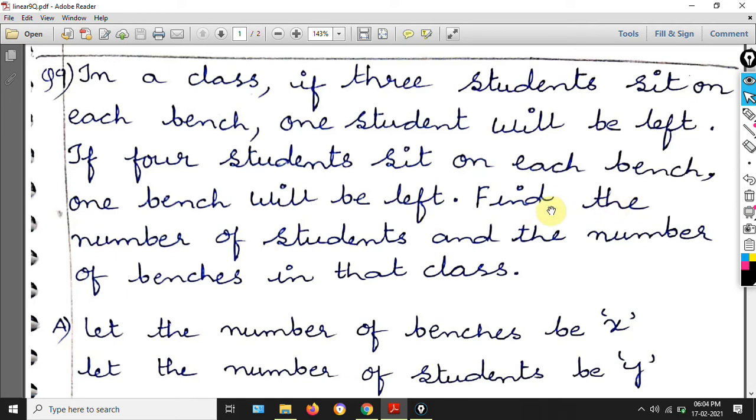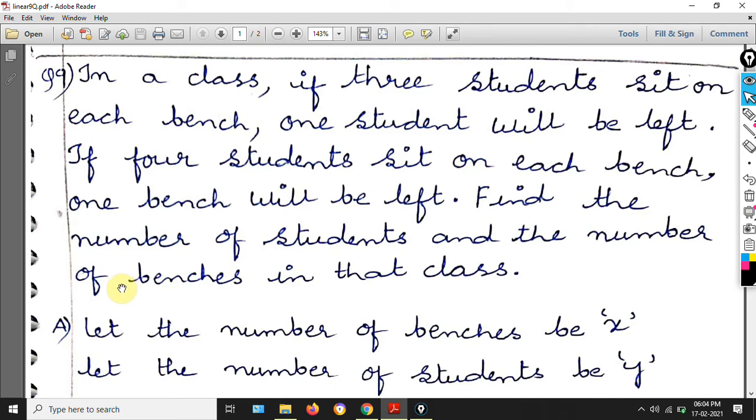Fine, then what we have to do: find the number of students and the number of benches in that class. So by using the above two conditions, he is asking us to find how many students there are in that class, and how many benches there are in that class.